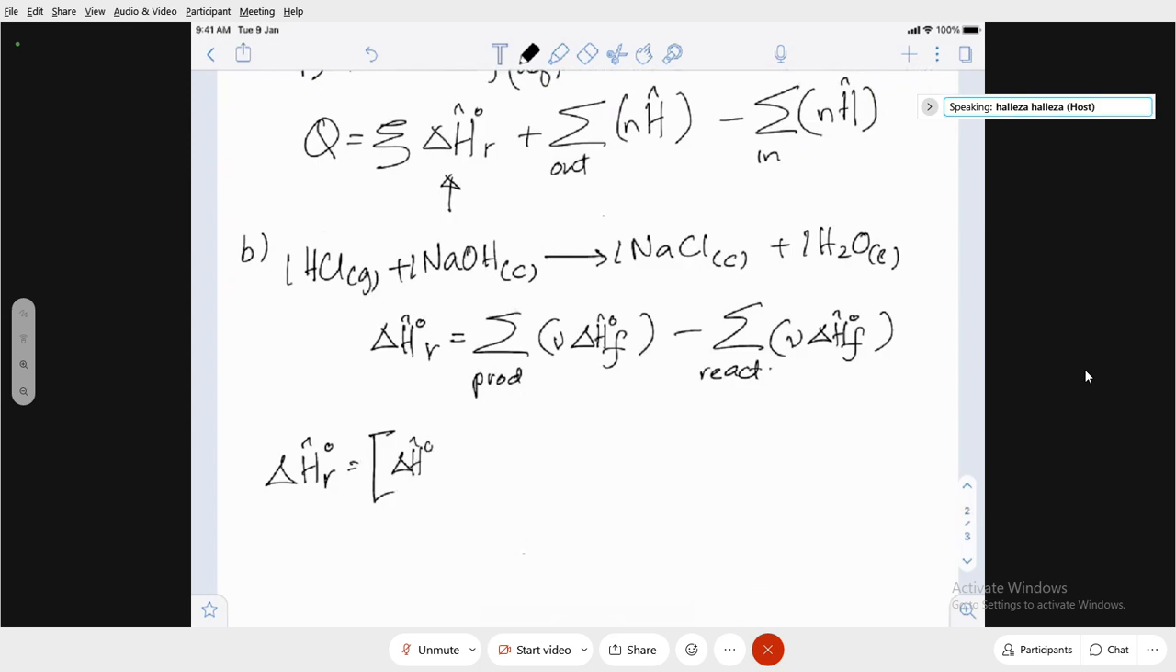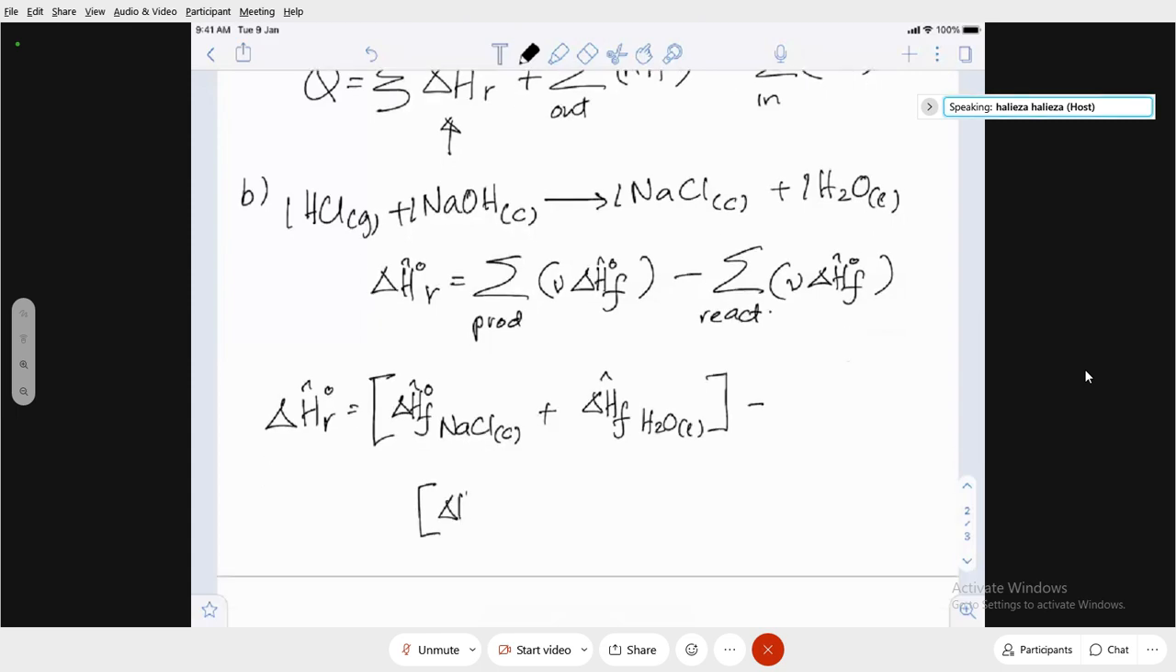For the product, we have the heat of formation of sodium chloride solid, and the heat of formation of liquid water. I'm not going to write 1 in front of it because it's understood there is 1. That's your product. Now minus the reactant. The reactant is going to be the heat of formation of your hydrogen chloride gas plus the heat of formation of sodium hydroxide solid crystal.